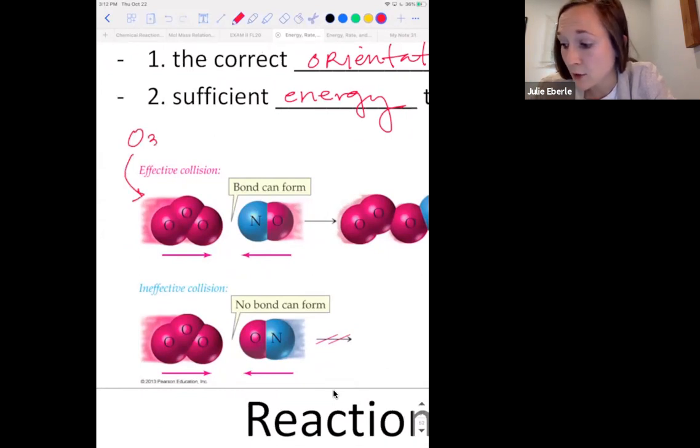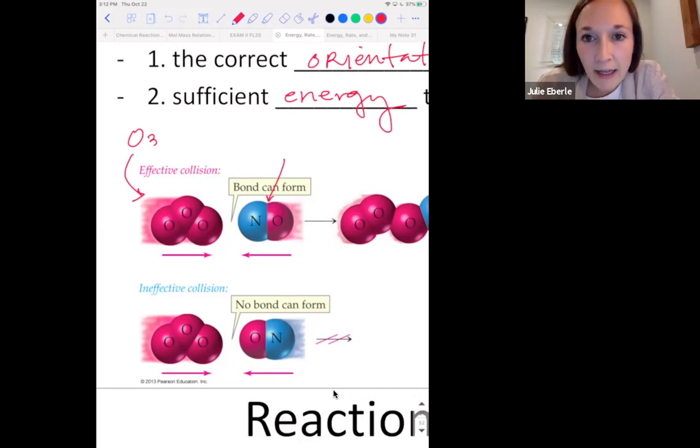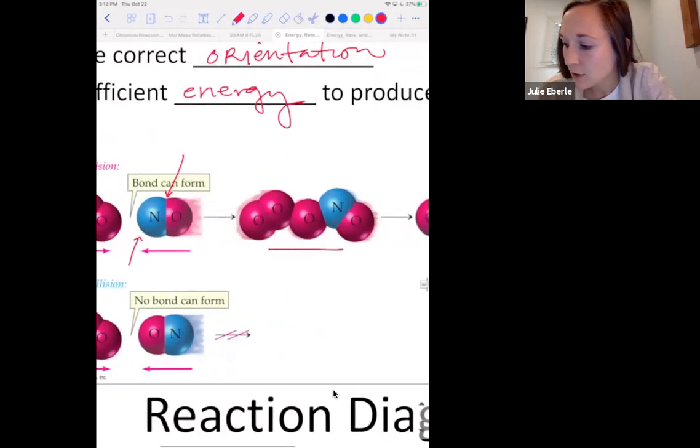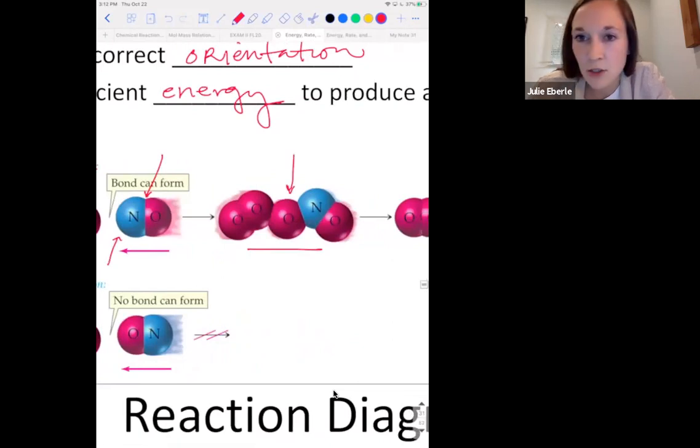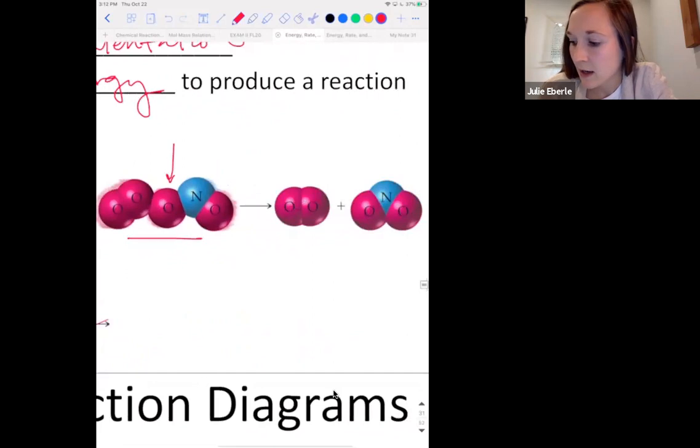And here's another molecule in our atmosphere, nitrogen monoxide, NO. And when these two react, they do all the time in the atmosphere. The only way that you get a reaction is if the nitrogen is the one that collides with the ozone molecule. Okay, so here we have this blue nitrogen atom. When it collides with ozone, here they are colliding. What happens is this terminal oxygen atom from the ozone is going to break off from ozone, and it's going to combine with the NO.